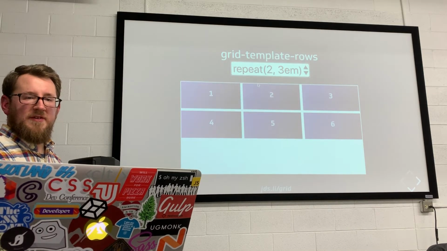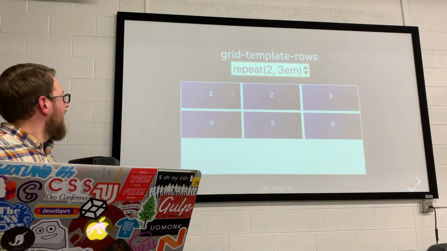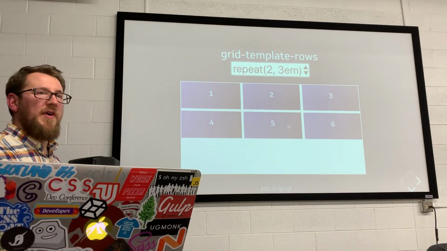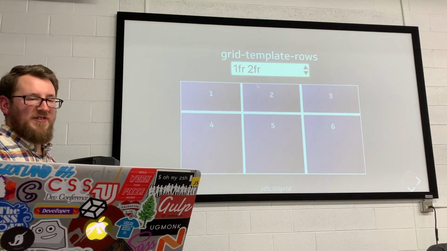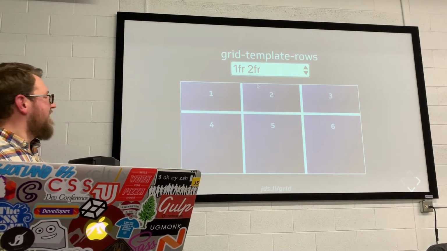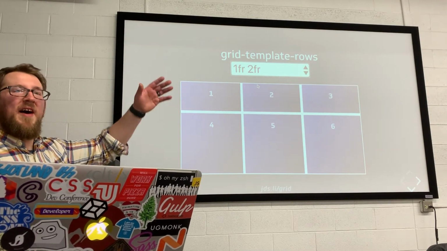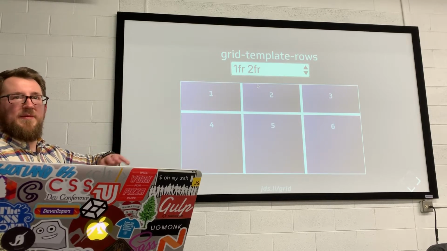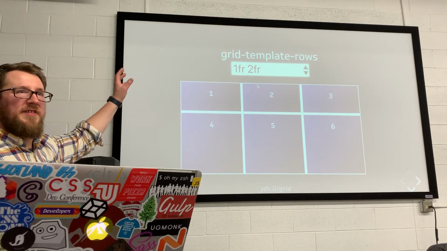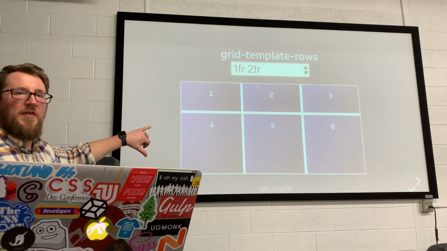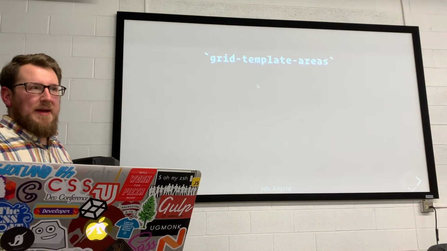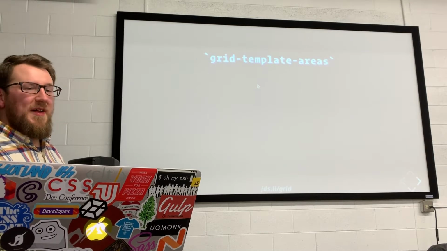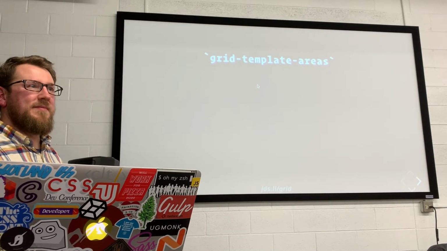We could do repeat 2 3em units, and now we've got 2 rows that are identical. They're each 3 ems tall. And then 1 fraction and 2 fraction. Here, because we have a fixed height grid, it divides the entire height into 3 fractions minus gap, and gives us 1/3 for the first row and 2/3 for the second row. And those are grid template columns and grid template rows.